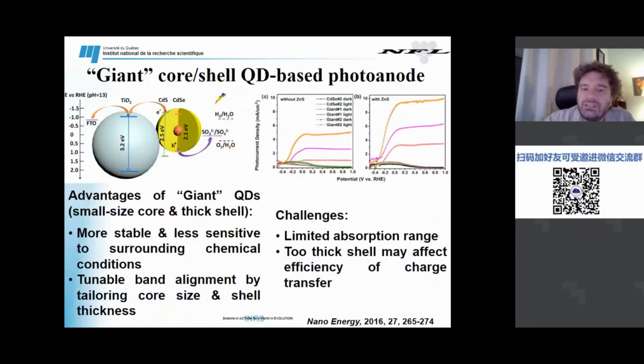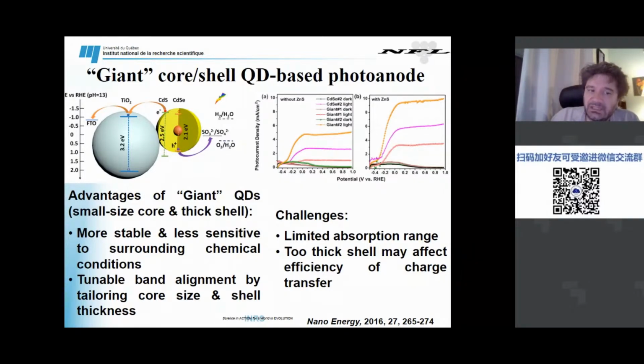So here you see the concept of a quantum dot based photoanode in which the quantum dots used are giant core shell. Giant means that the overall size is huge, maybe the whole size of the quantum dot is about 100 nanometers in total. The absorption range is still somewhat limited. It's not as large as we would want it to be. They do have some advantages. They tend to be more stable and less sensitive to the surrounding chemical conditions.